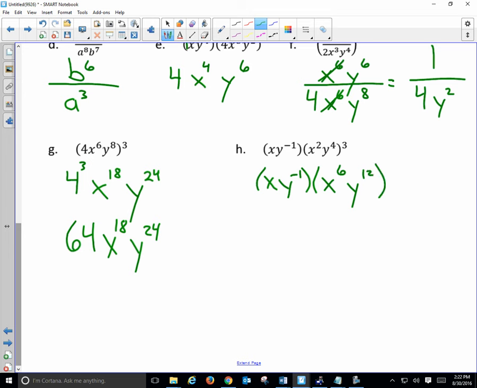Now I'm multiplying. What do I do to the exponents? Add. x to the 7th and y to the 11th. And you are done. That's it. Okay, nice little review of exponents.